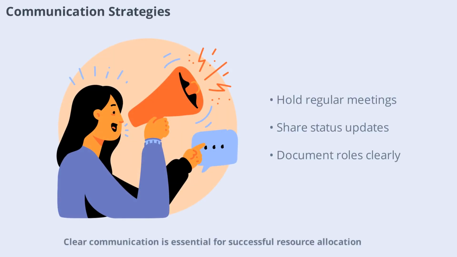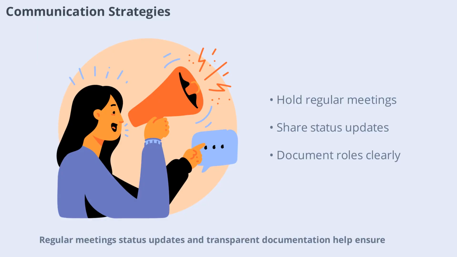Clear communication is essential for successful resource allocation. Regular meetings, status updates, and transparent documentation help ensure everyone understands their roles and responsibilities. Open channels of communication also make it easier to address issues and make adjustments quickly.